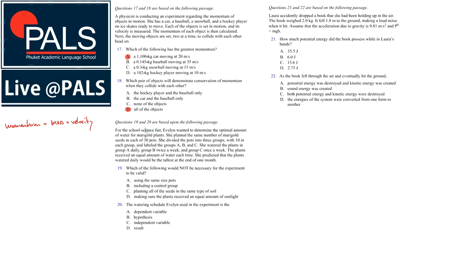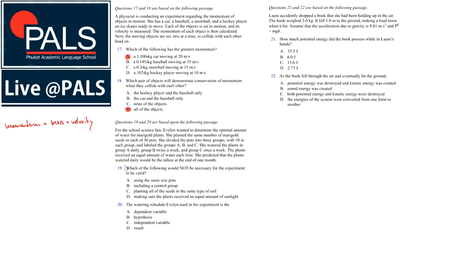So 19 and 20 are based on the following information. For the school science fair, Evelyn wanted to determine the optimal amount of water for marigold plants. She planted the same number of marigold seeds in each of 30 pots. She divided the pots into 3 groups with 10 in each group and labeled the groups A, B, C. She watered the plants in group A daily, group B twice a week, group C once a week. The plants received an equal amount of water each time.